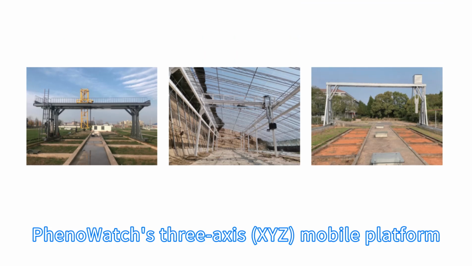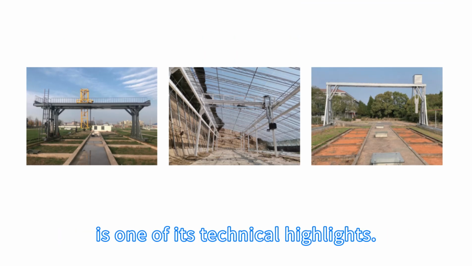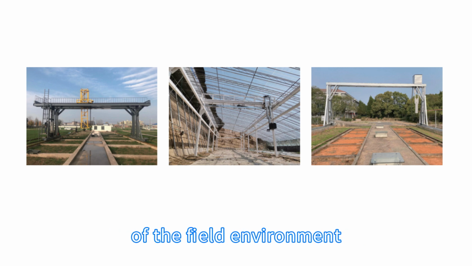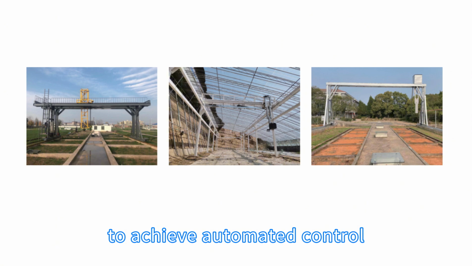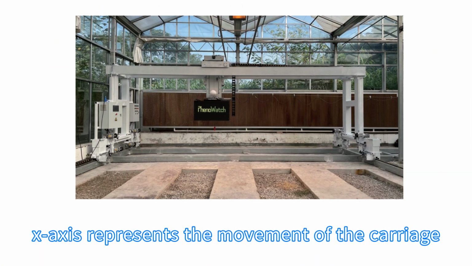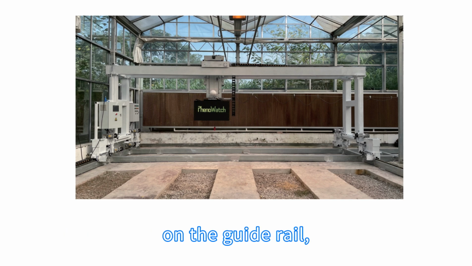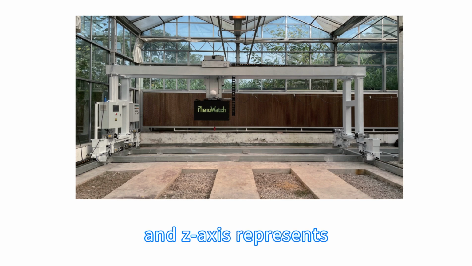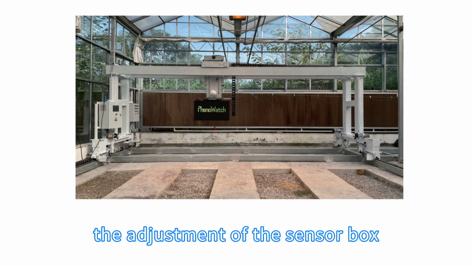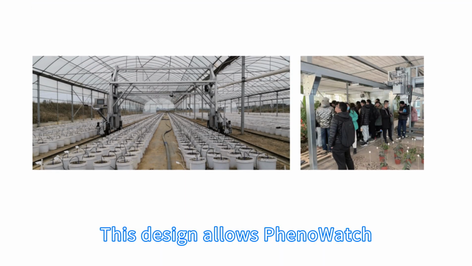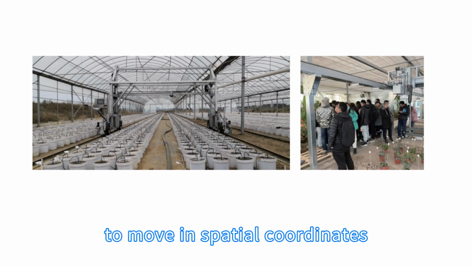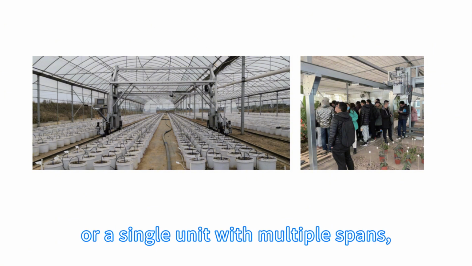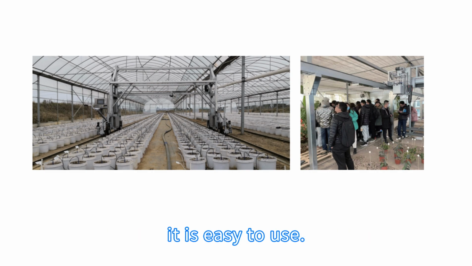PhenoWatch's 3-axis mobile platform is one of its technical highlights. The platform can be flexibly designed according to the real situation of the field environment to achieve automated control and precise positioning. X-axis represents the movement of the carriage on the guide rail, Y-axis represents the movement of the sensor box on the beam, and Z-axis represents the adjustment of the sensor box in the vertical direction. This design allows PhenoWatch to move in spatial coordinates and cover a wide area. Whether it is a large span design or a single unit with multiple spans, it is easy to use.